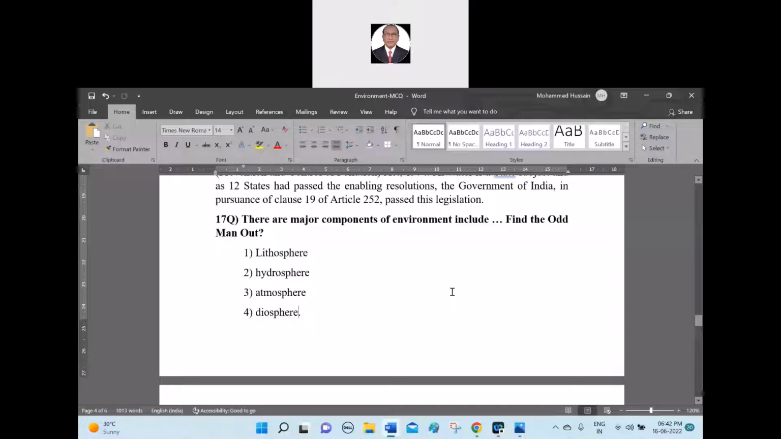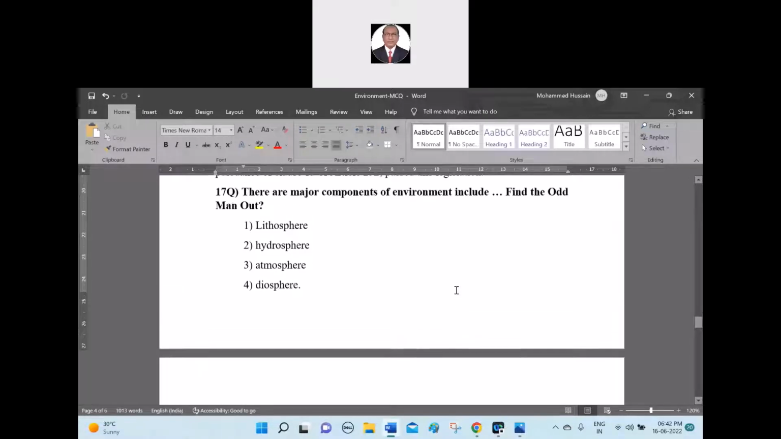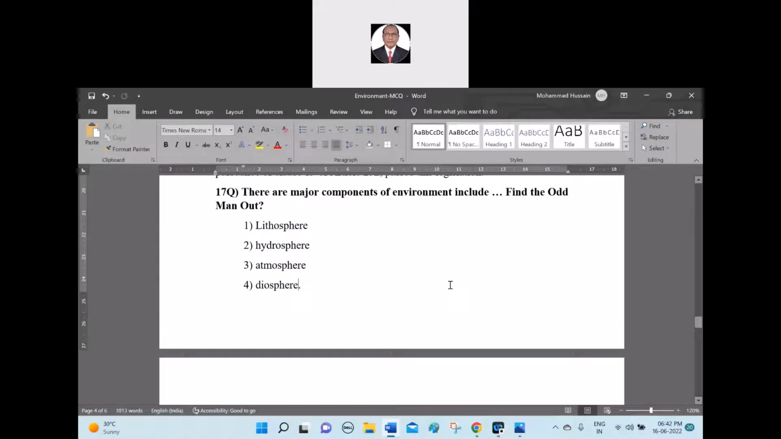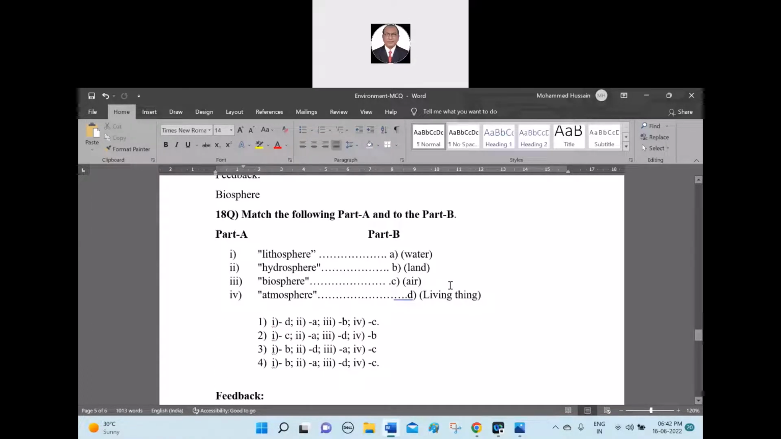Shoot. Answer atmosphere, sir. Third one, atmosphere, sir. Answer is fourth one, diosphere. There is no diosphere. There is a biosphere. Feedback is there is a biosphere. There is no diosphere. So lithosphere is there, hydrosphere is there, atmosphere is there, biosphere is there, no diosphere. I changed the biosphere to diosphere because I would like to test whether you could know it or not. Next question. It is a very interesting question.